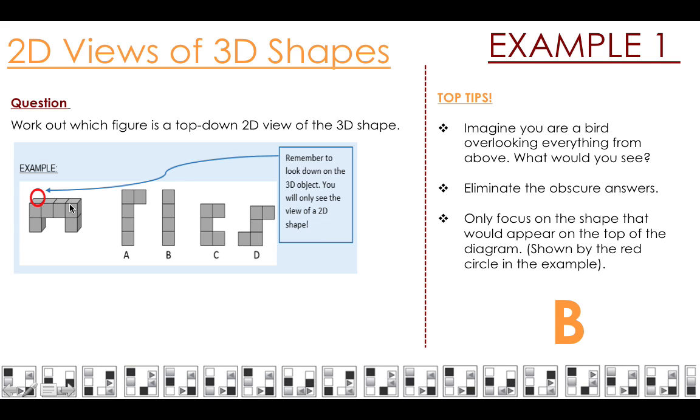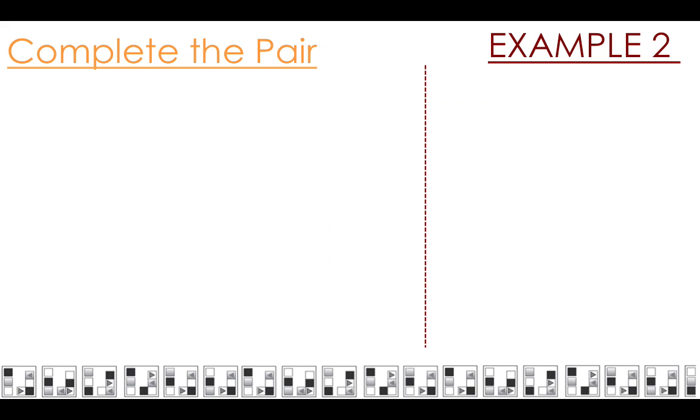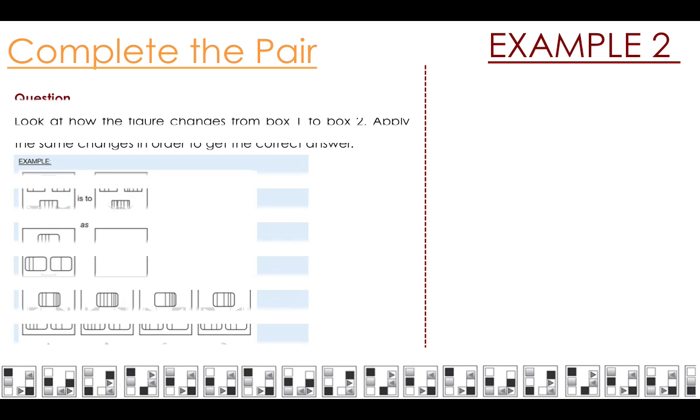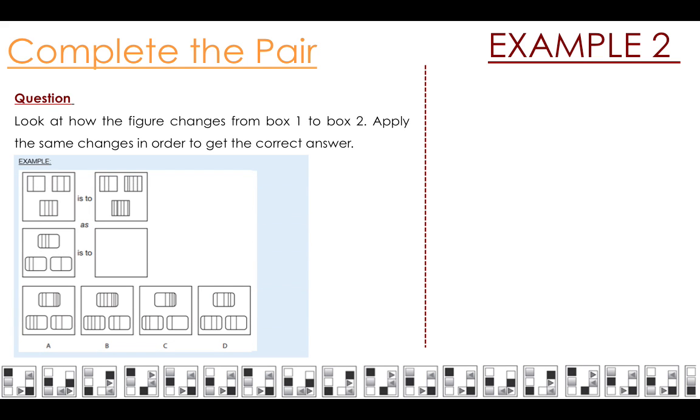Okay, so let's move on to another type of question. This question is complete the pair, and the question asks you to look at the figure changes from box 1 to box 2 and apply these changes from box 3 to box 4 in order to get the correct answer. So in simple terms, whatever happens in box 1 to box 2 will need to happen in box 3 to get to box 4.